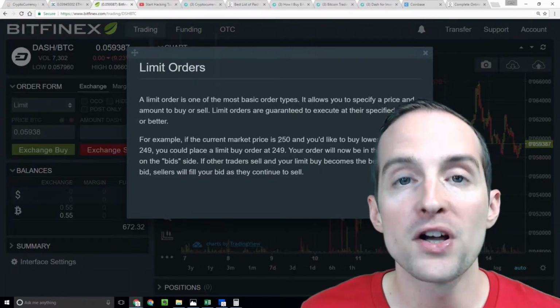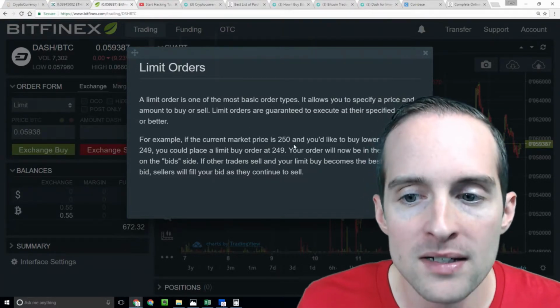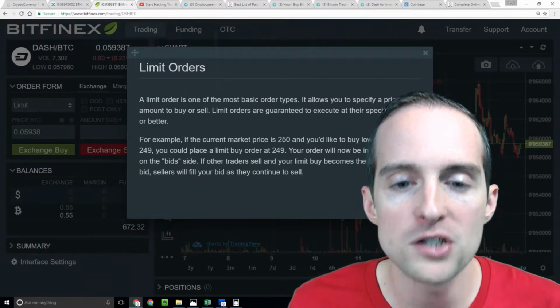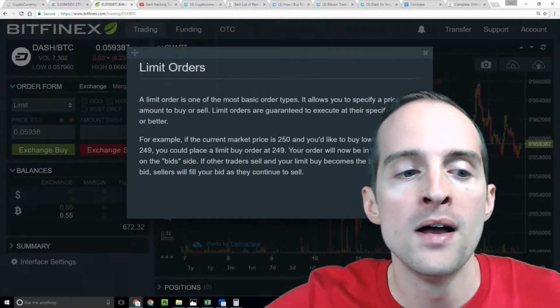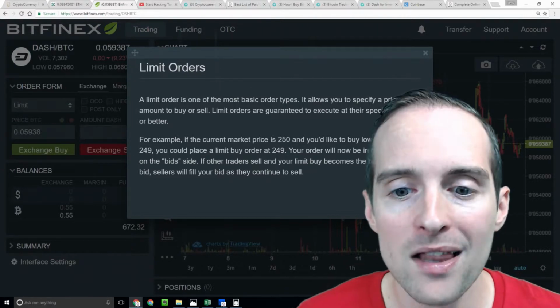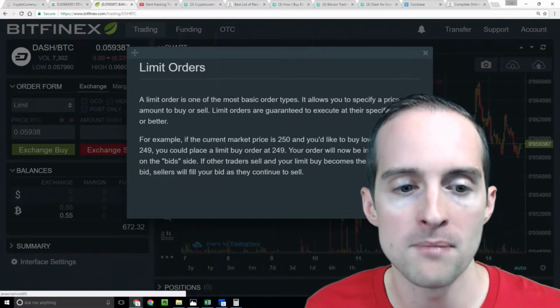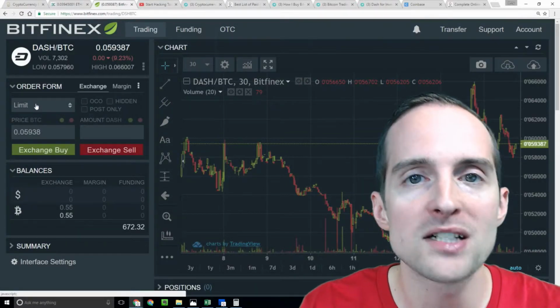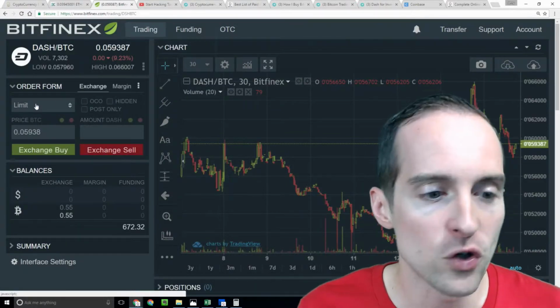For example, if the current market price is $250 and you'd like to buy at $249, you can put a limit order at $249. As soon as someone places a sell order at $249, then you can buy out of there. Limit orders are nice if you strictly want to pay the absolute certain price.